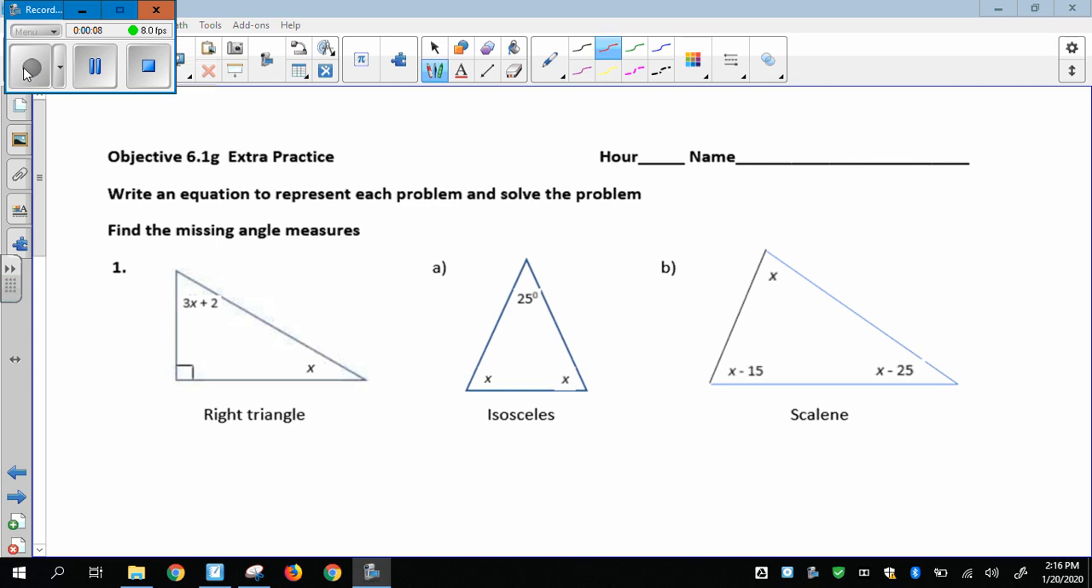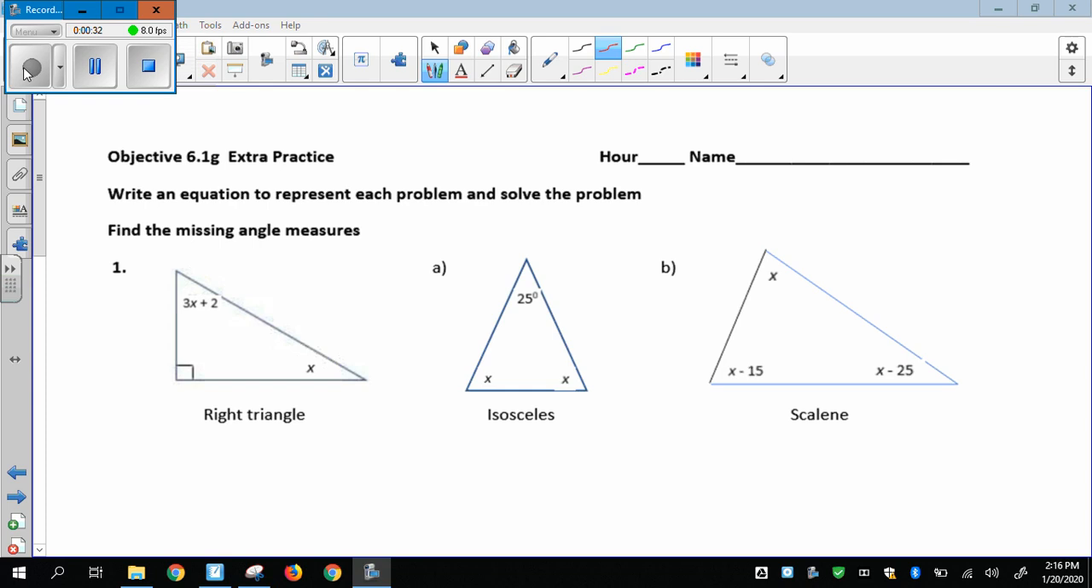This is Objective 6.1G. I'm going to show you how to write equations to represent each problem. Now remember, our goal and our objective is actually learning how to write the equations, not solving the problem, but we will use our equation solving powers to get the answer also. But the important part here is that we learn how to write the equations.